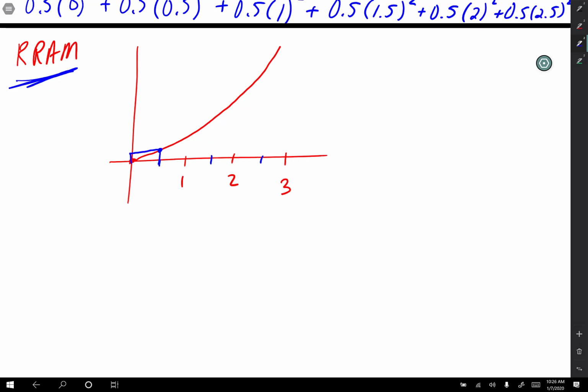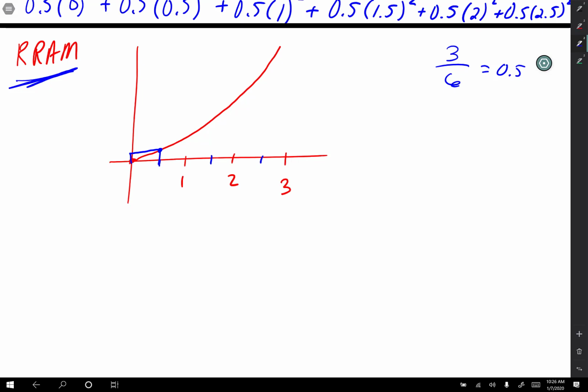Time out, guys. Why is each rectangle 0.5? Oh, I know, because you need 6 rectangles. 3 divided by 6 gives me 0.5, so each rectangle is 0.5. But isn't the rightmost 0.3? I have 6 rectangles, and they're all equal width. So why are you looking just between 0 and 0.5? I could have started between 2.5 and 3, but I like to start left because I like to read left to right. You know what I mean?